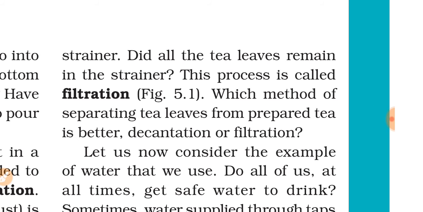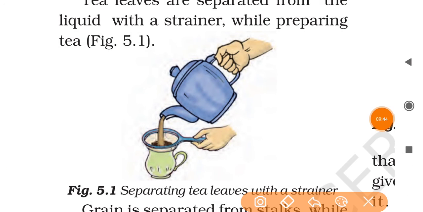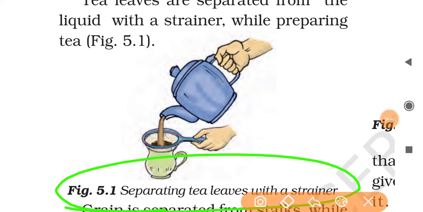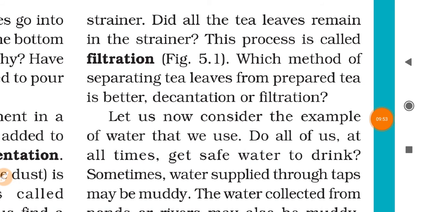If you see the figure we already saw last week, Figure 5.1, this is separating tea leaves with the strainer. So this process is called filtration. Which method of separating tea leaves from prepared tea is better, decantation or filtration? So you can easily say that filtration is better.